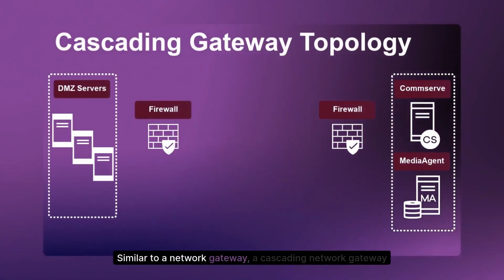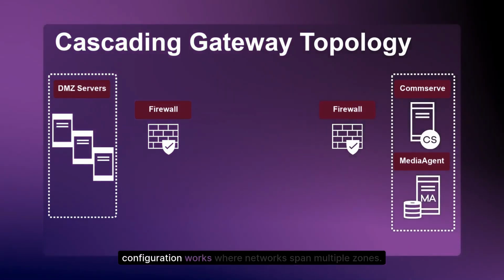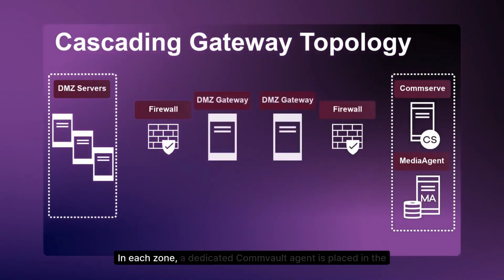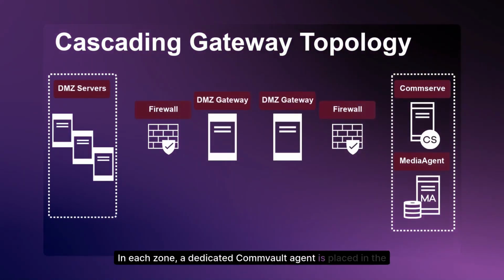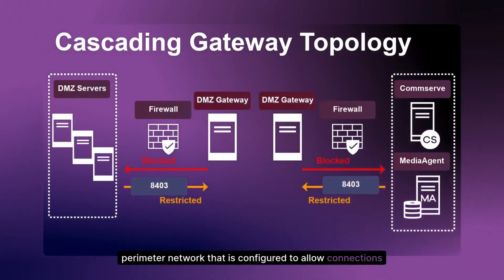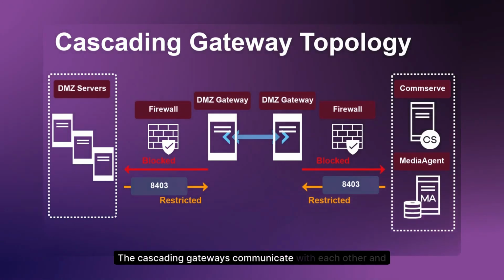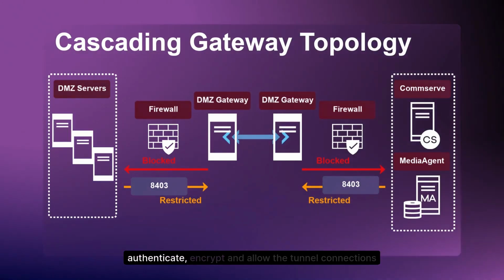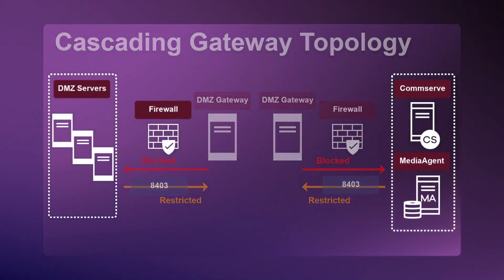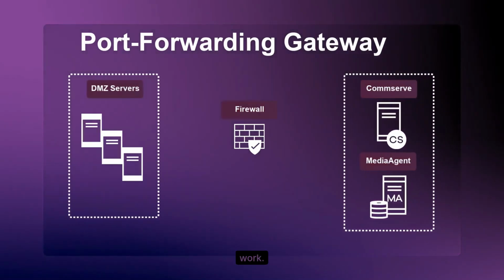Similar to a network gateway, a cascading network gateway configuration works where networks span multiple zones. In each zone, a dedicated Commvault agent is placed in the perimeter network that is configured to allow connections into the perimeter network. The cascading gateways communicate with each other and authenticate, encrypt, and allow the tunnel connections between the zones. There are cases in which direct connectivity setups do not work.